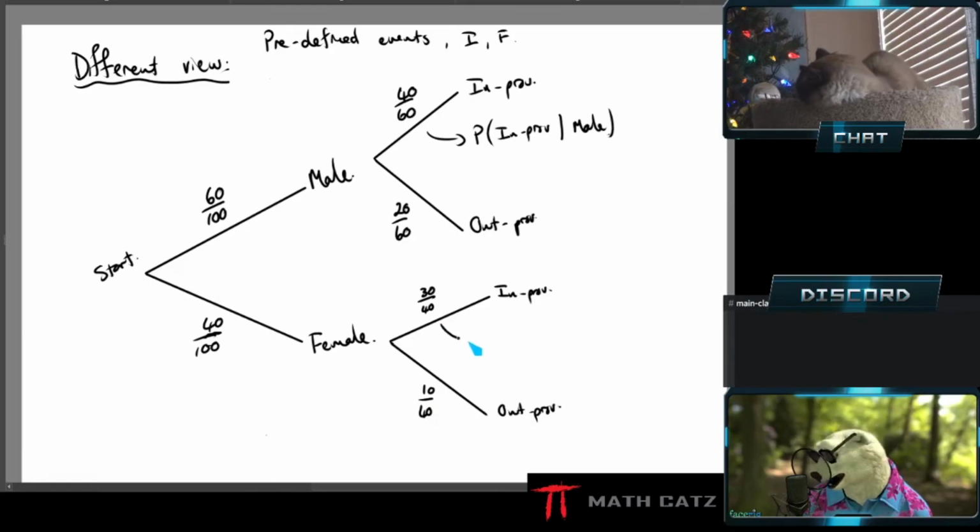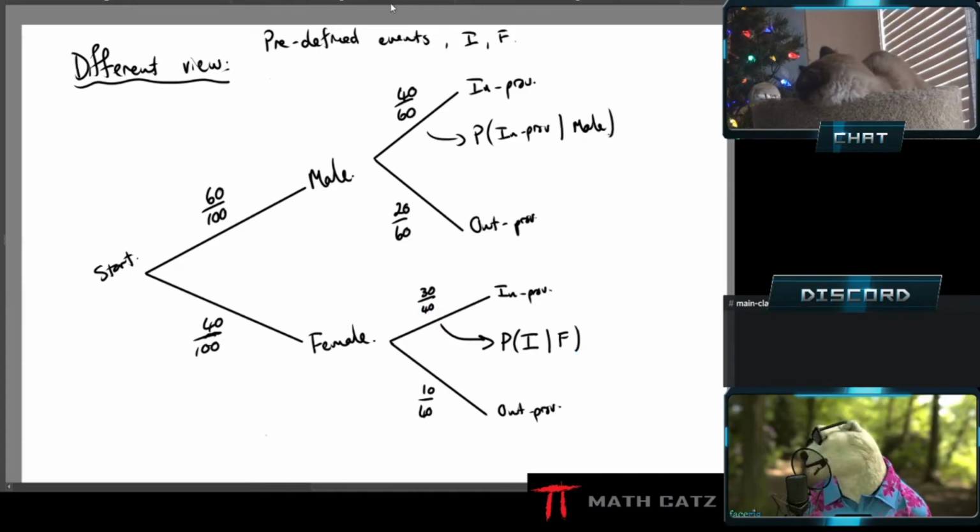So now look at this probability, for example. I'll write it because we're familiar with the I and F events that are defined already. This is the probability of being in province given female. And notice that is the 0.75 we've been calculating.